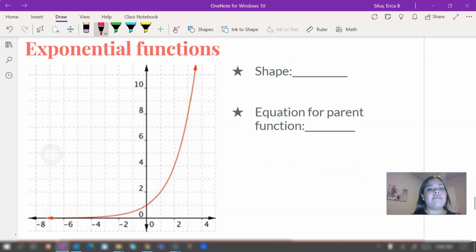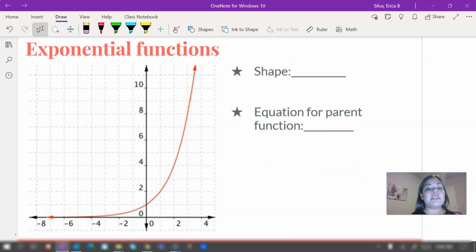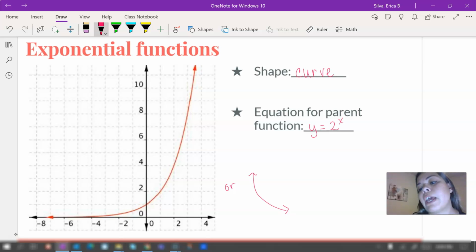The next one we have is exponential, another one that you're familiar with. Now this one, notice how it has a curve. It's kind of like a skateboard ramp. So for the shape, we're going to describe it as a curve. Now it can go up where it's increasing, or you can also see it where it is decreasing, and your graph will go in this direction. Now again, this is the parent function that I'm showing you right now. And the equation for this parent function is y is equal to 2 to the power of x, or f of x is equal to 2 to the x power.